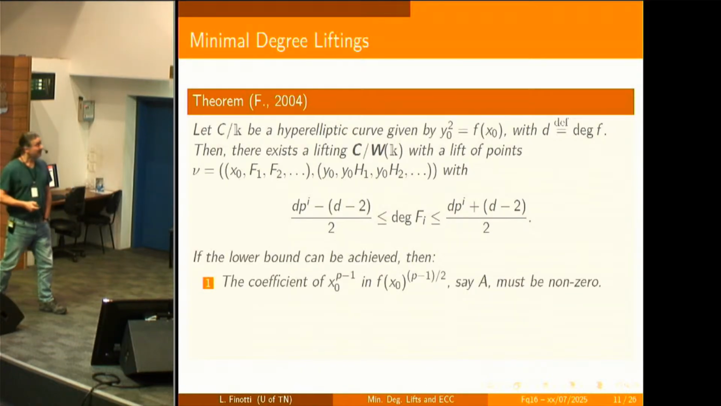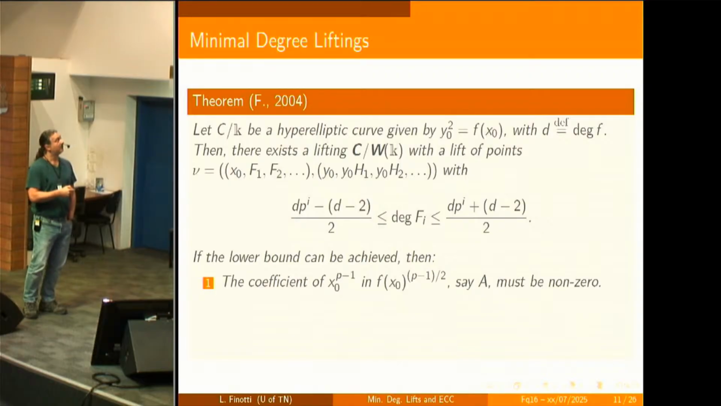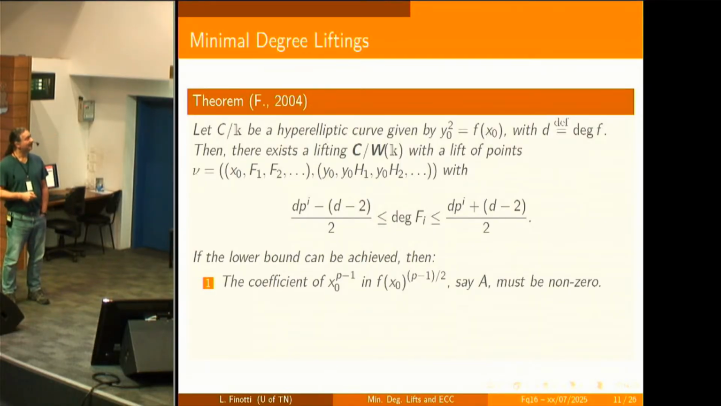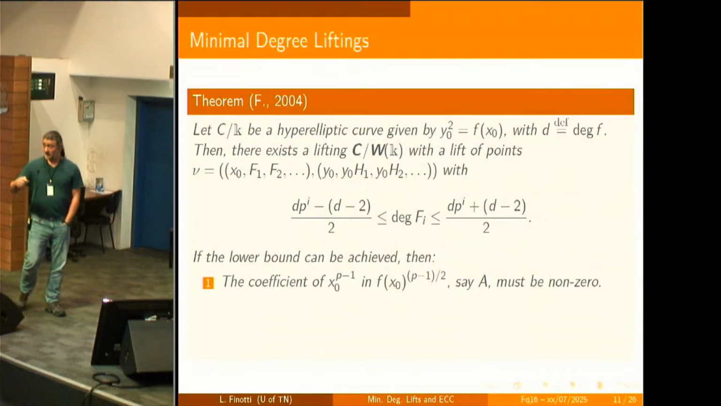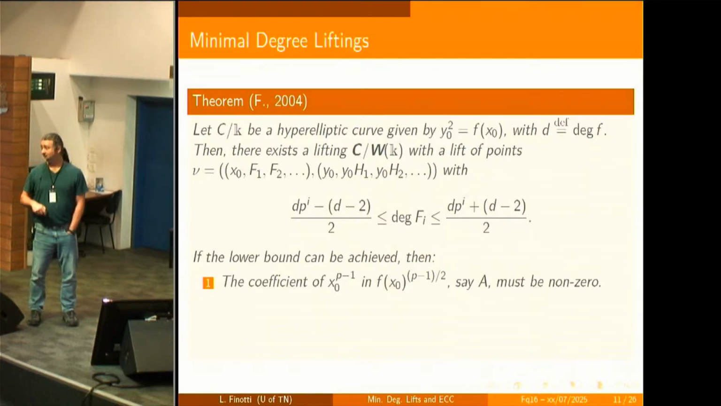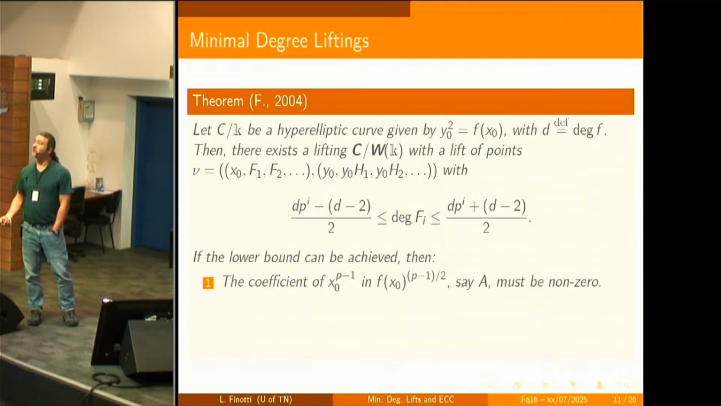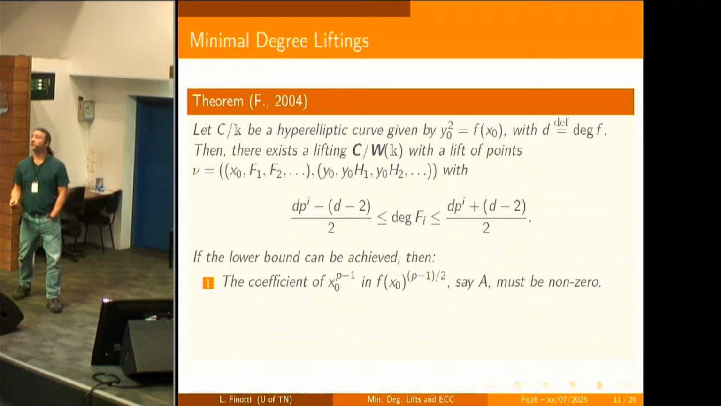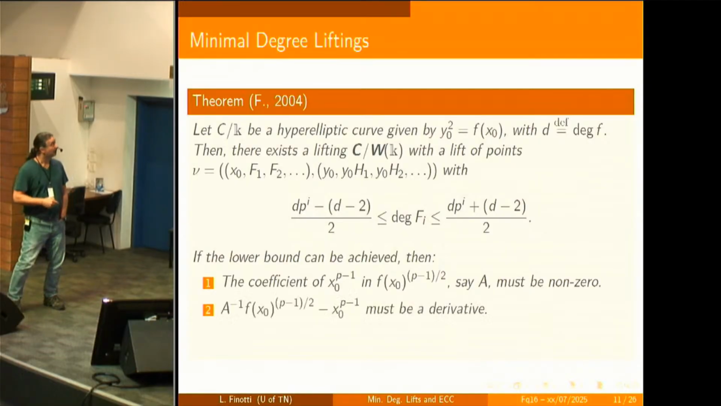And we have conditions that are necessary to achieve this lower bound. The first is that this coefficient of x^(p-1) in the polynomial on the right of your hyperelliptic curve, raised to (p-1)/2, has to be non-zero. For elliptic curves, that's exactly the Hasse invariant. So that has to be non-zero if you are able to achieve the lowest possible degrees.